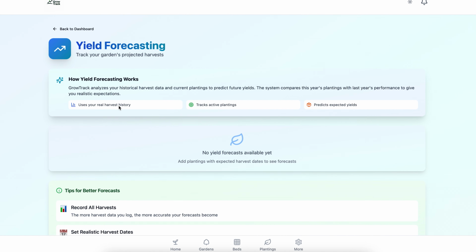It's also important to understand what affects accuracy. Consistent spacing, accurate planting dates, realistic bed sizes, logging harvests when you can. You do not need to be perfect. Even partial data improves the system.